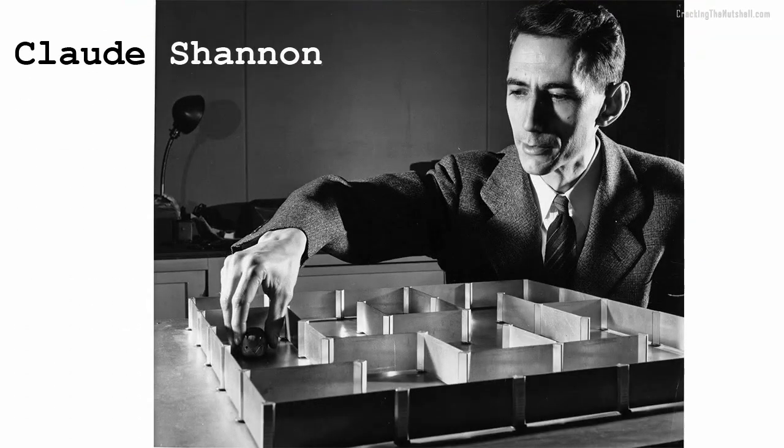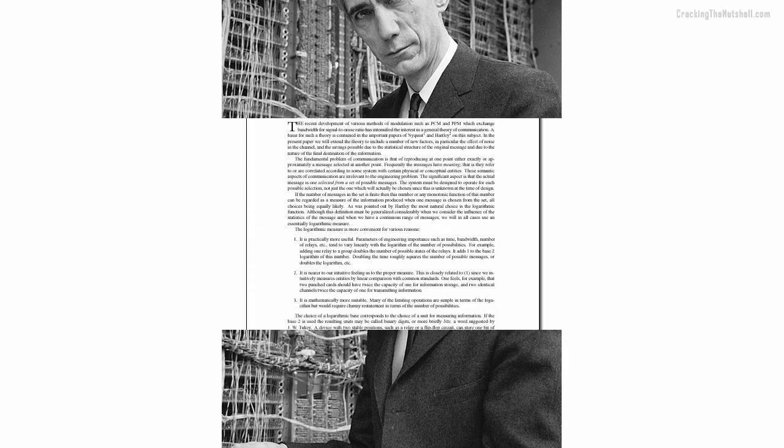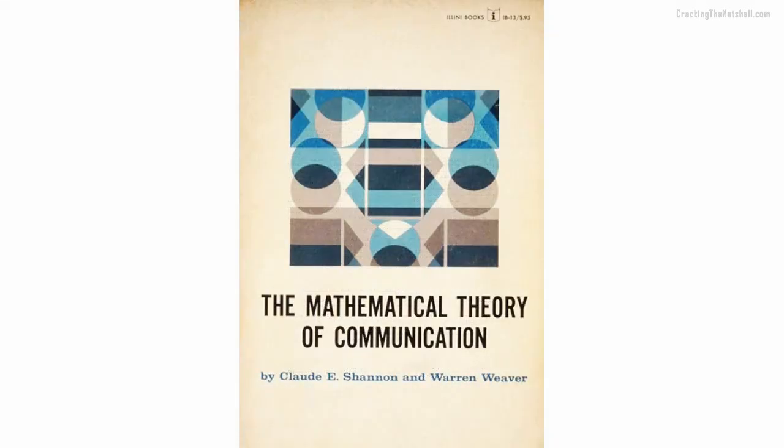This is Claude Shannon, an American mathematician and electronic engineer who is now considered the father of information theory. While working at Bell Laboratories, he formulated a theory which aimed to quantify the communication of information. Shannon's article titled A Mathematical Theory of Communication, published in 1948, as well as his book The Mathematical Theory of Communication, co-written with mathematician Warren Weaver and published in 1949, truly revolutionized science.